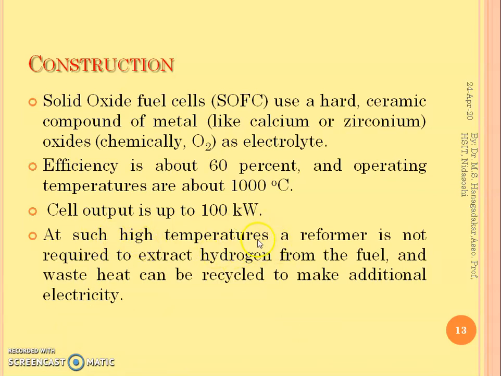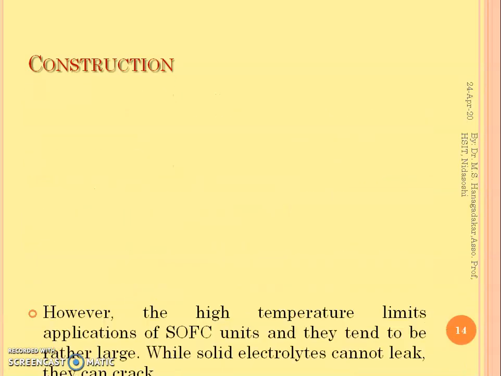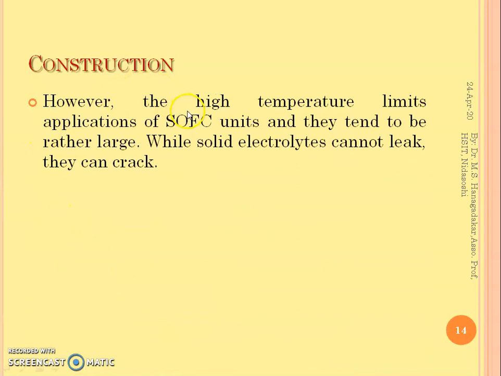At such high temperature, there is no requirement of a reformer for the extraction of hydrogen gas from the fuel, and waste heat can be recycled to generate additional electric power. However, the high temperature limits the use of solid oxide fuel cells, and they tend to be rather large, while the solid electrolyte cannot leak but can crack.